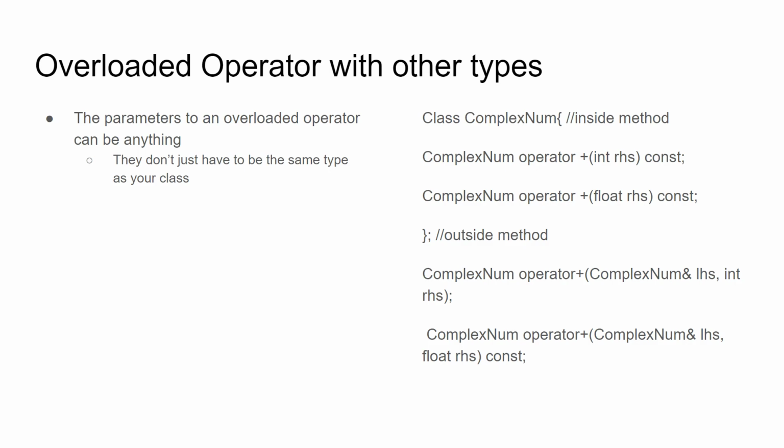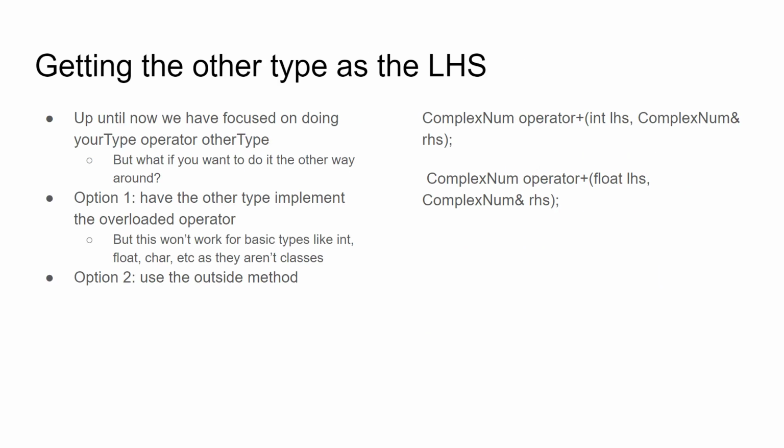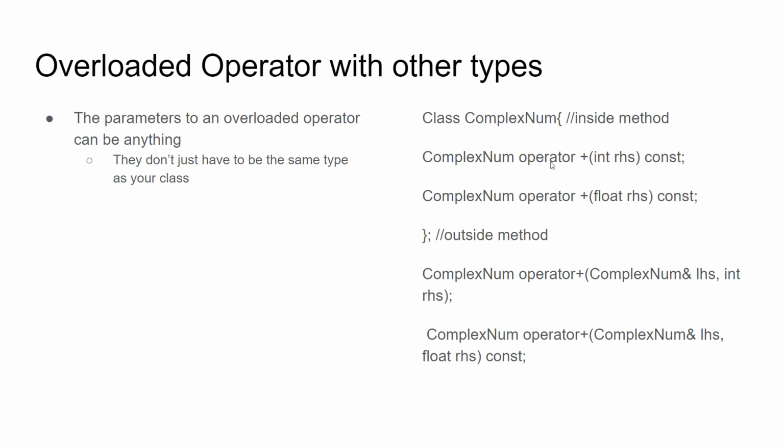Again, define this if it makes sense. But one question you might have is, what happens if I want the thing on the left-hand side to be my type, right? What happens if I want to be able to do integer plus complex number? Well, if you want to be able to do that, the operator has to be defined outside the class. Because if you remember, when you define it inside the class, who is implicitly the left-hand side argument? A complex number, right? You are the left-hand side of that operator.